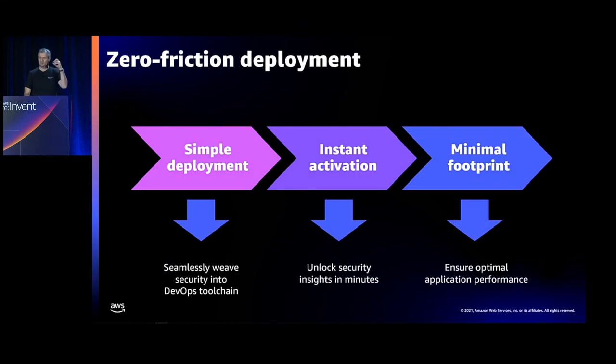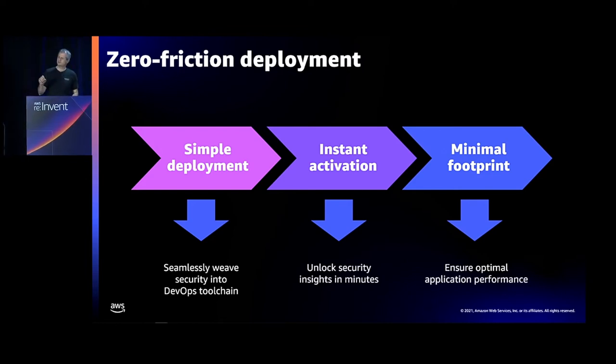And I want to touch upon all those items and show you a demo of what it means. So first, zero friction deployment. We want a very simple deployment, something which can seamlessly weave security into the DevOps toolchain. Instant activation is really an important point. We want to make sure that when we install the system, we automatically see everything, but we want to do more than that. When we install it, we can also activate the security. Because a lot of times during the deployment, we want to empower developers to create the security policy, to create the manifest, right?